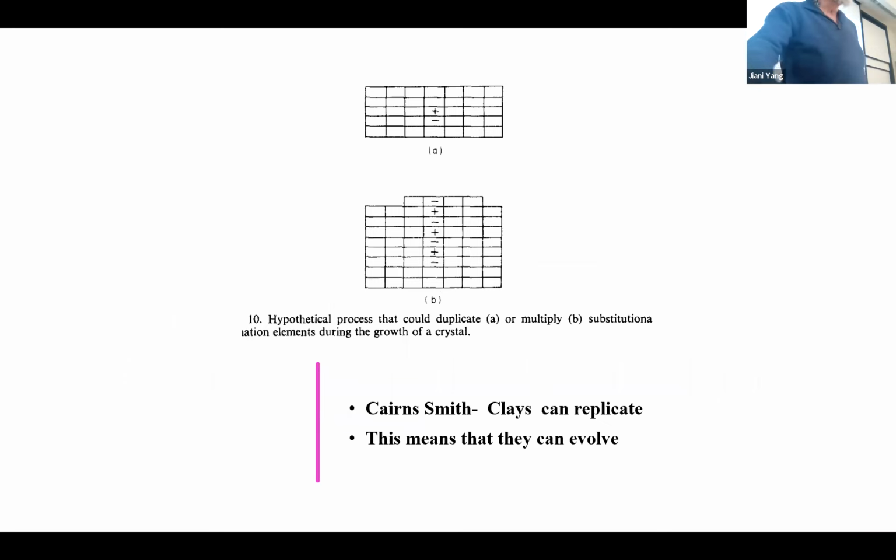And here is what he thought might happen. You would have a positive charge on one surface attract the negative one, then a negative one would attract the positive ones, et cetera, et cetera. So Cairns-Smith said clays can replicate, and have catalytic ability. This means that they can evolve.